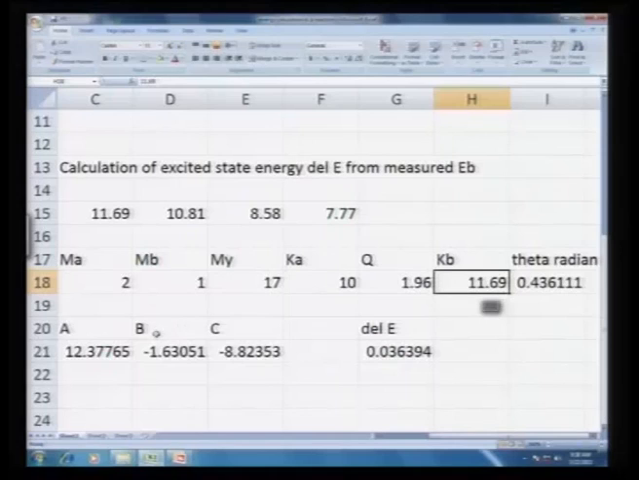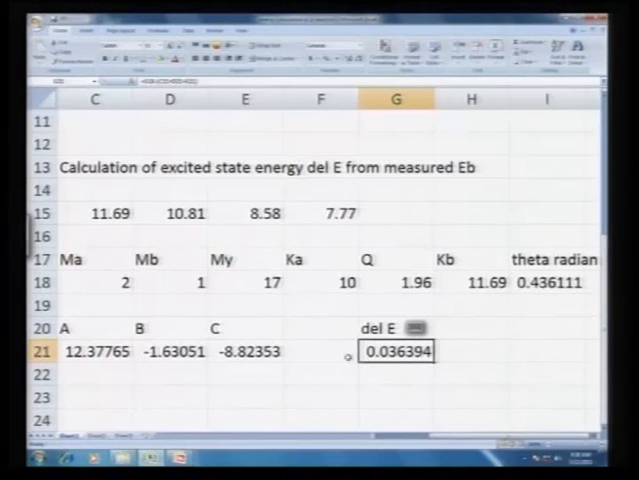So, that calculation is shown here. All that expression that you have on your board, all these values you can put there and then calculate the value for delta E, and that delta E turns out to be, for this particular number, 0.03. In fact, it is the ground state, the excitation energy is 0.